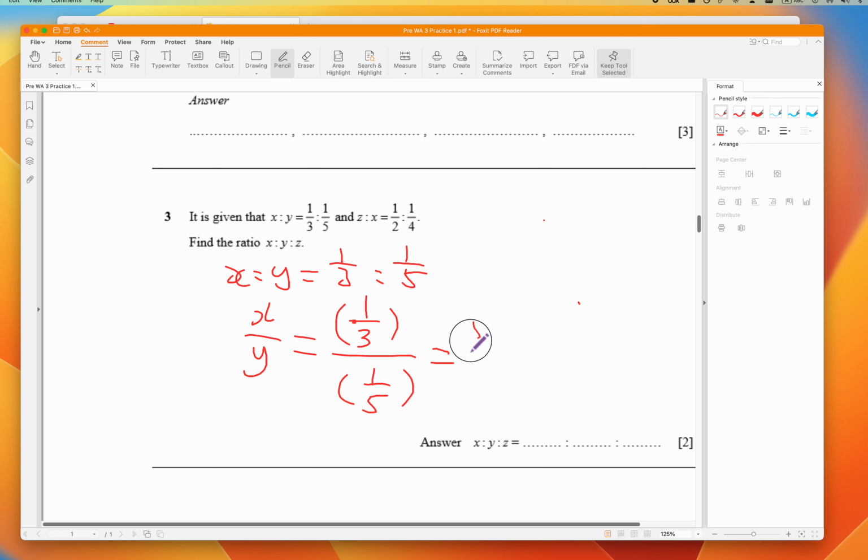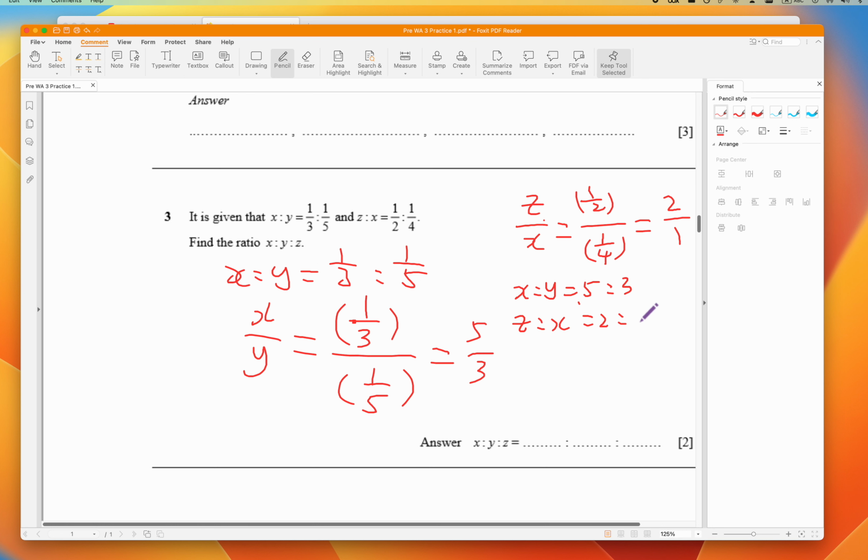5 over 3. Good. So 5 over 3. So same thing, z over x. So it's a half over 1 quarter, right? So what do you get? 2 over 1. Yeah, 2 over 1. Okay. So therefore, what you see is x to y is 5 to 3. Z to x is 2 to 1.